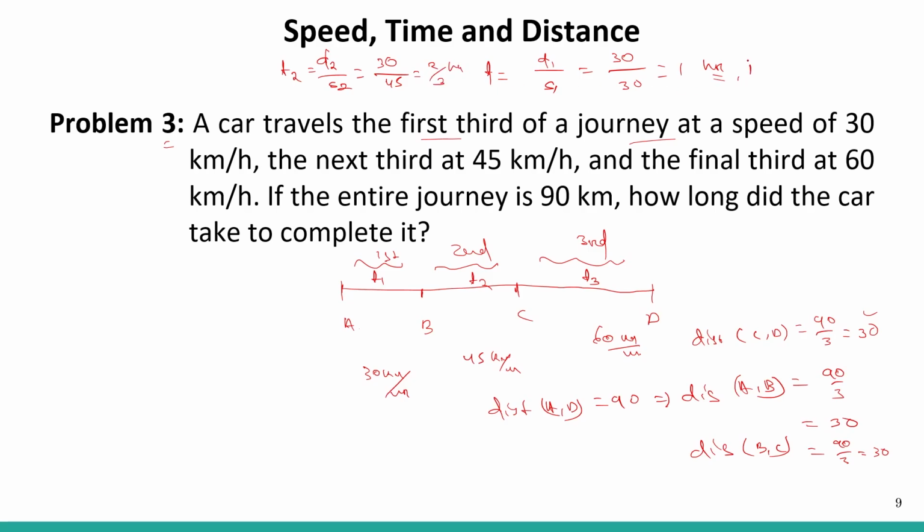So T3 will be what? T3 is equal to D3 by S3. D3 is 30, and S3 is 60. So it will be 1 by 2 hour.